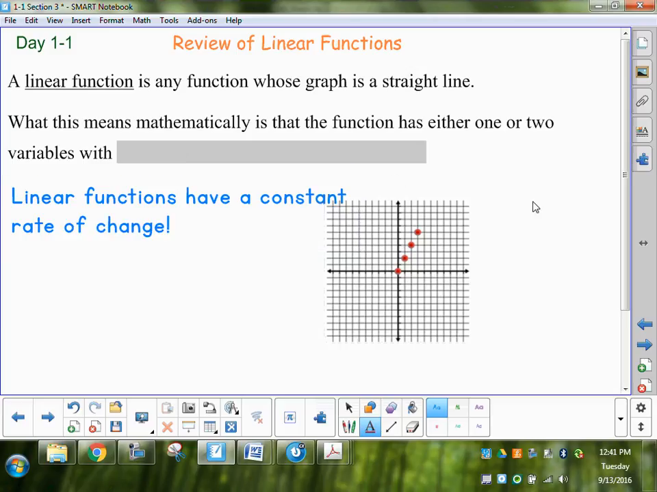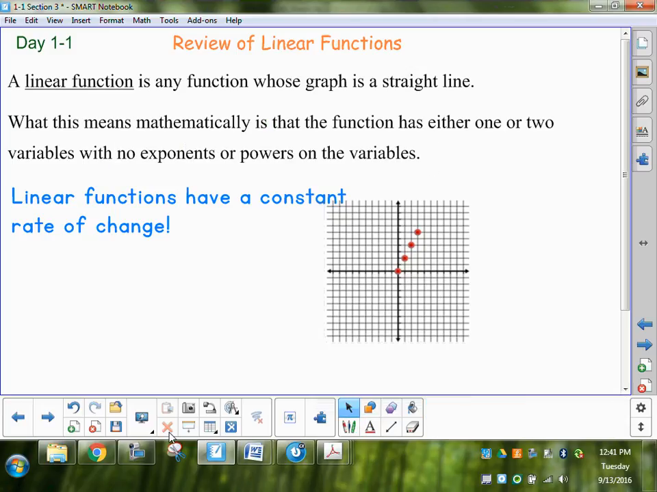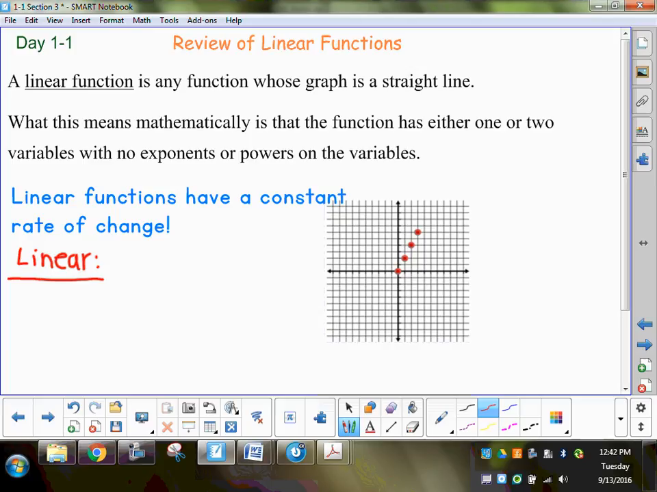What this means mathematically is that when you graph this out, or you're looking at an equation, there's not going to be any exponents other than ones. Some examples of a linear function would be, let's say, y equals x. It could be y equals 3 minus 2x. That's a linear function. It could be f of x, which is the same as y equals 3 minus 2x. All of those are linear.